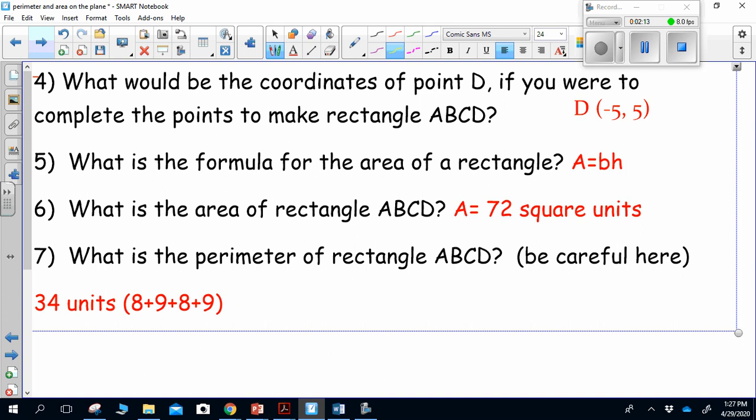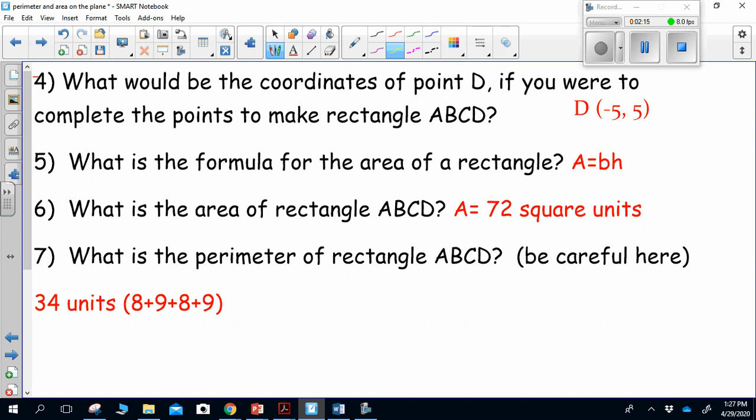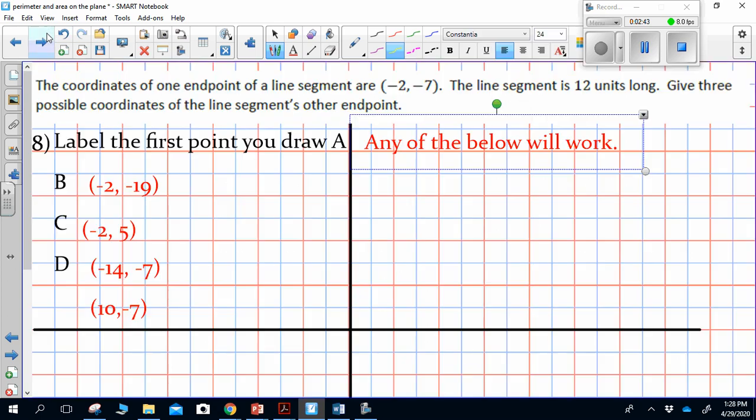Number 5 is base times height. And remember, we're looking for the right angle base and the right angle height when they come together. The area of the rectangle ABCD was 72 square units because my numbers were 8 for one side and 9 for the other. And then the perimeter. Remember that the perimeter is 4 sides. So 8 and 9, and then the other 8 and the other 9, which would give me a total of 34 units.